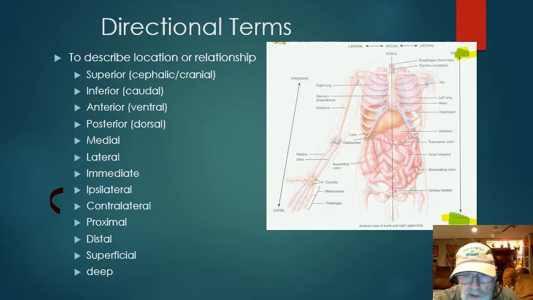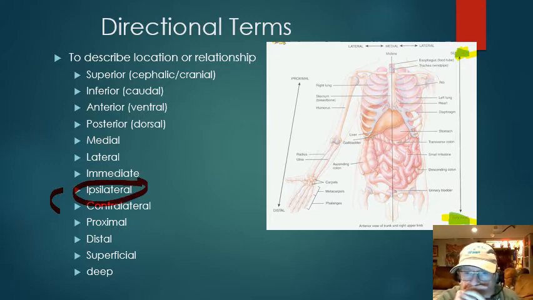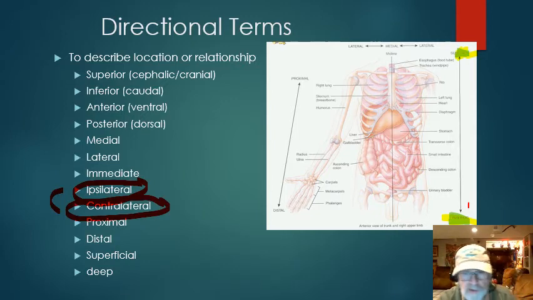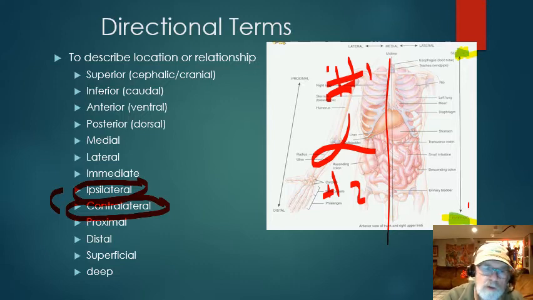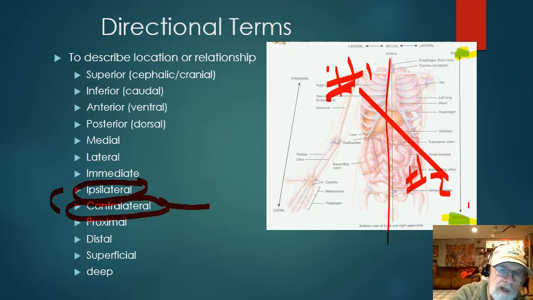If I have two things that are on the same side of the body, they're called ipsilateral. If I have one thing on one side of the body and the other thing on the other side of the body, they're called contralateral. Contra means against. So if I have two things on the same side of the body over here, like point number one and point number two, those would be ipsilateral. But if I had point one up there and point two over here, these two are on opposite sides of the body, so they would be called contralateral.